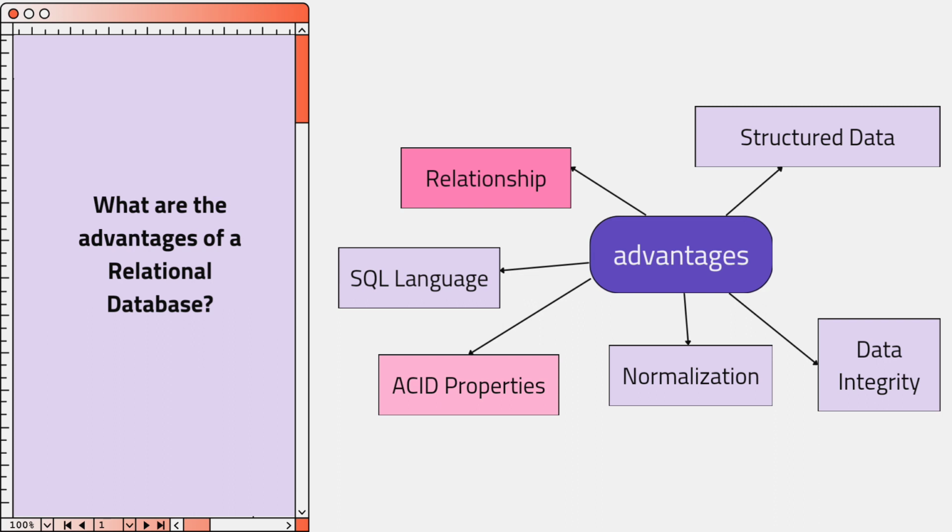Relationships. Relational databases excel at handling relationships between tables, allowing for efficient querying and retrieval of related data. SQL language. The standardized SQL language facilitates powerful and flexible querying, making it easier for developers to interact with the database. ACID properties. Relational databases adhere to ACID properties, ensuring transactions are reliable and maintain data integrity. Normalization. The normalization process helps minimize data redundancy and dependency, leading to more efficient storage and reduced chances of update anomalies.